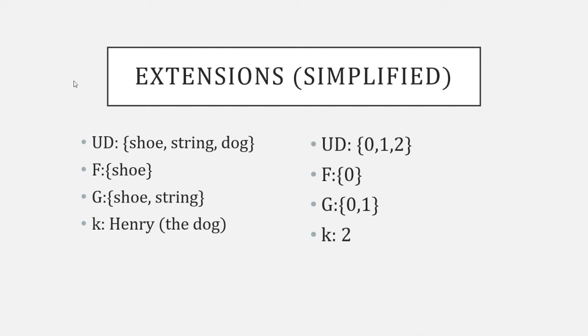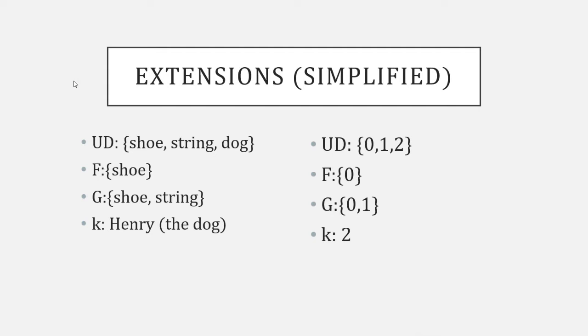So 0 represents string, 0 represents shoe, 1 represents string, 2 represents dog. So when we're listing our universe of discourse, it's just curly brackets, 0, 1, 2. When we're listing our predicates, you just put the numbers of the objects that fall under those predicates.